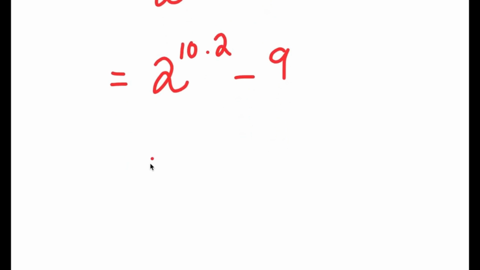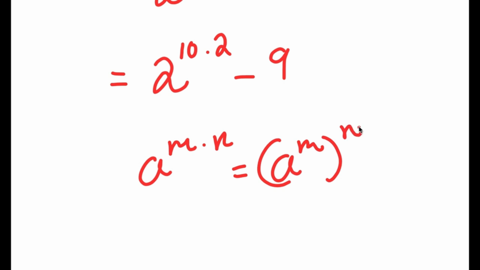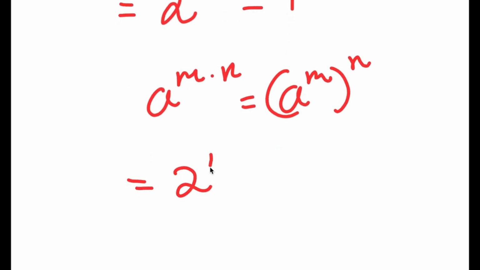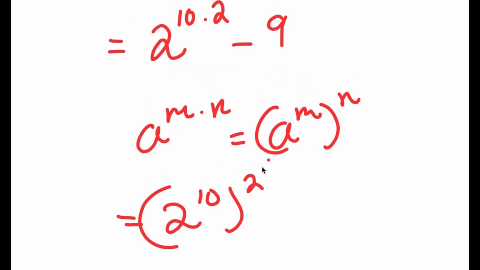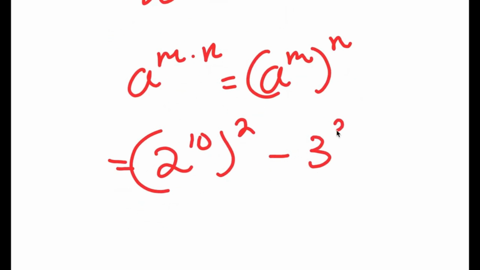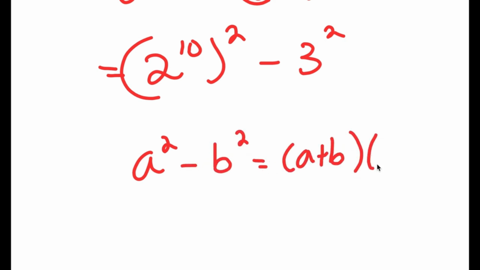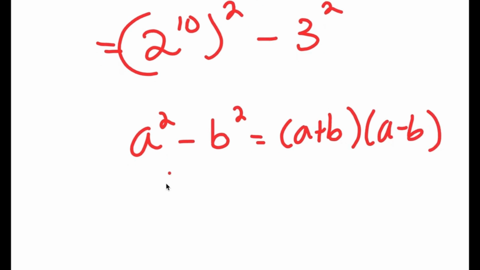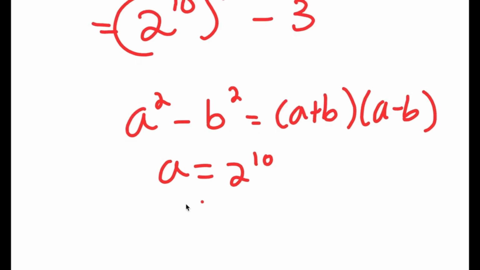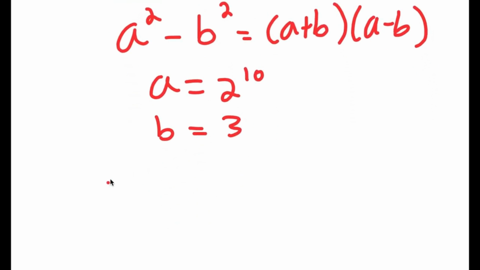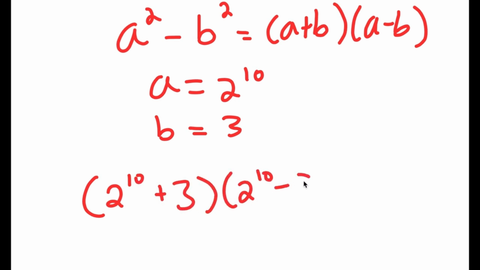And if I have something in the form a to the power of m times n, this is equal to a to the power of m to the power of n. So 2 to the power of 10 times 2, that's going to equal 2 to the power of 10 to the power of 2. And now I have this minus 9, which is the same thing as 3 squared. Now, if I have something in the form a squared minus b squared, this is equal to a plus b times a minus b. So in this case, a is 2 to the power of 10, and b is 3. So I get 2 to the power of 10 plus 3 times 2 to the power of 10 minus 3.